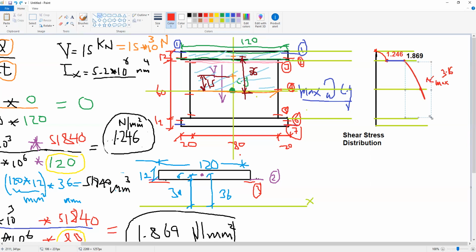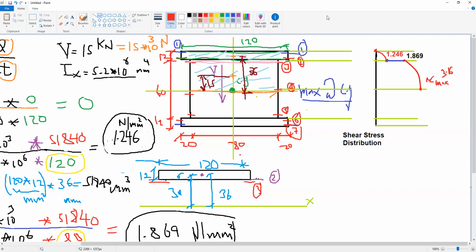Okay. So again here. This is the curve from section 3 to 4. We have a curve because the shear stress relationship is parabolic or second degree. So this is the top half. What do you think about the bottom half?